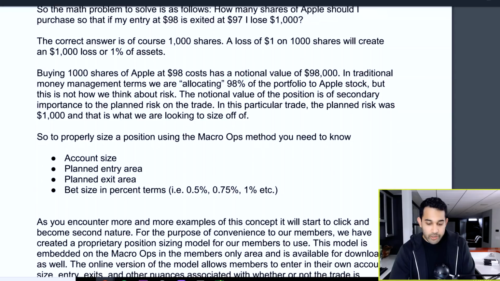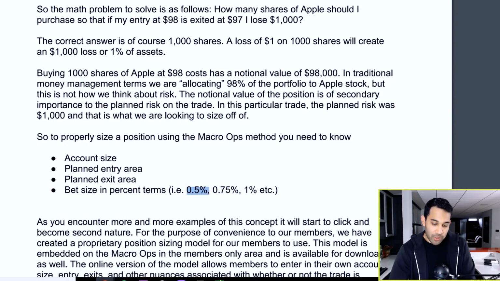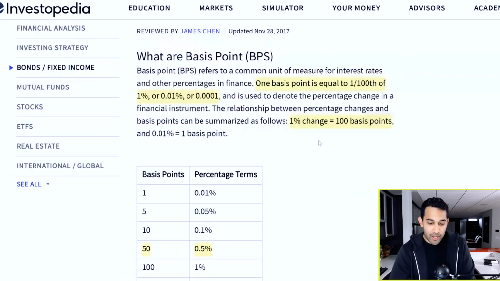And it all goes into your trade plan, which I talk about all the time. And I'm talking about 0.5%, 0.75%. Well, that's not too much fun to say. What's more fun to say is basis points. This is where the term gets used. And even more fun than basis points is bips.